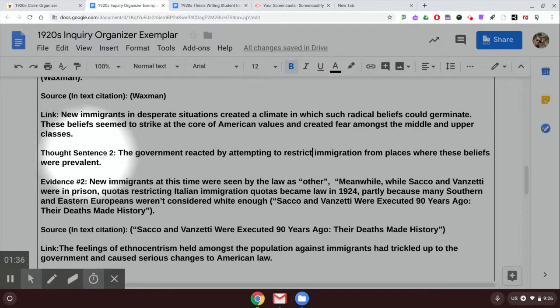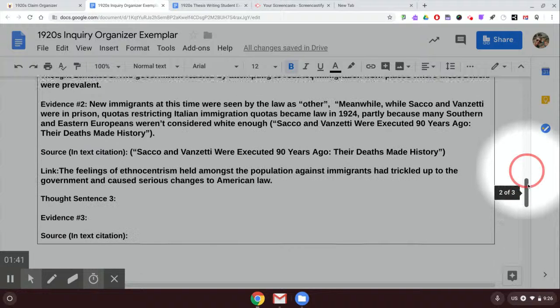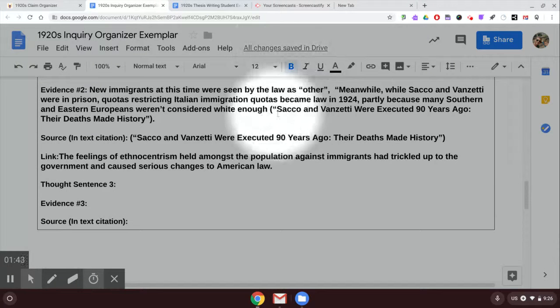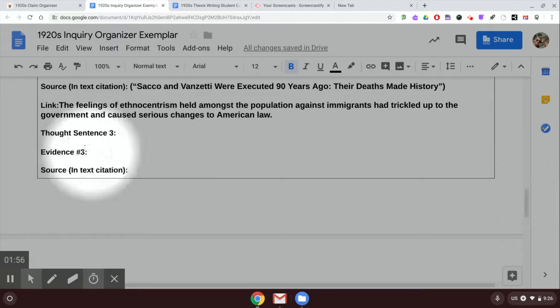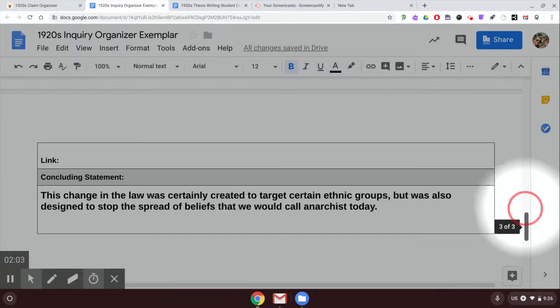I've got my second thought sentence, right, to set up my next idea. And then I've got my next piece of evidence, again, with my citation. In this case, it's the article title instead of the author. And then, of course, I have my link. This one looks a little bit short, but you always want to try to explain your evidence. Now, note, you're going to need a third thought sentence and a third piece of evidence with a source and a link, even though I've only shown you two here.